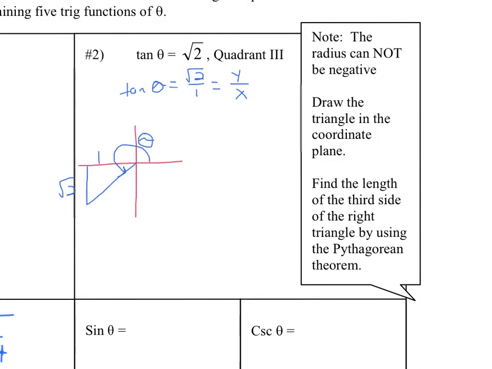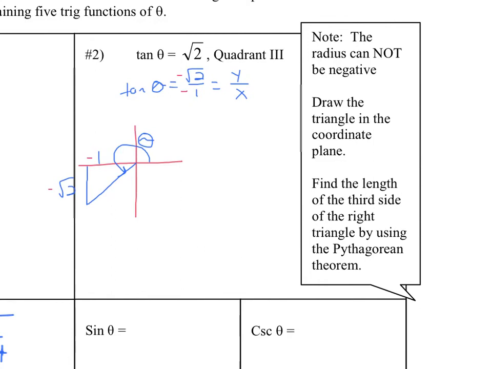Now why is that wrong? X can't be 1 in quadrant 3. It has to be negative 1. Y can't be square root of 2, it has to be negative. These are actually negatives. Well, how can they be negatives when the original problem was positive? Because a negative divided by a negative reduces to a positive square root of 2. So you have to pay attention to what quadrant you're in to determine the signs of things.